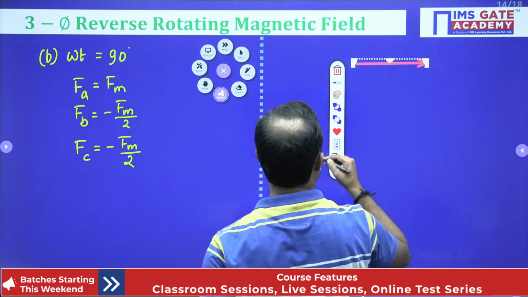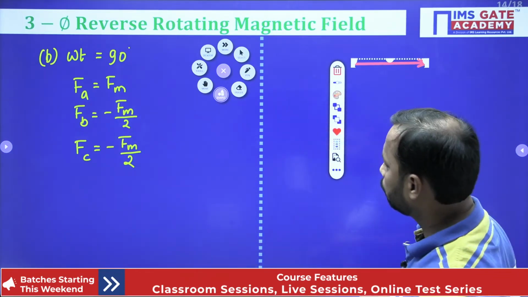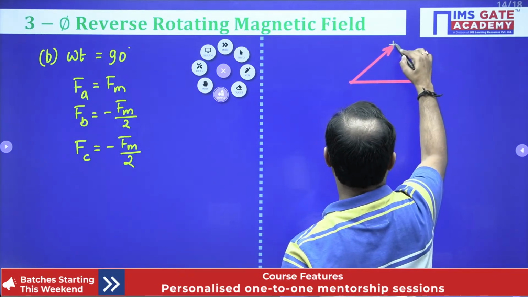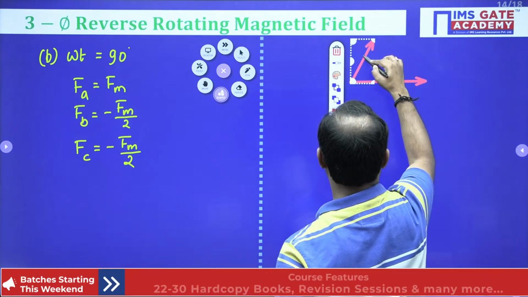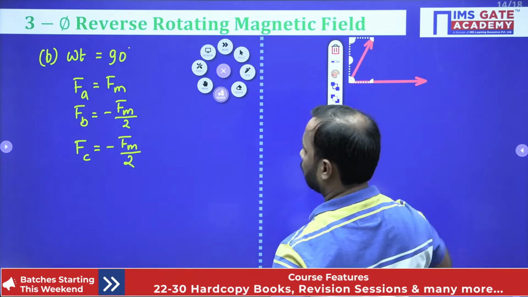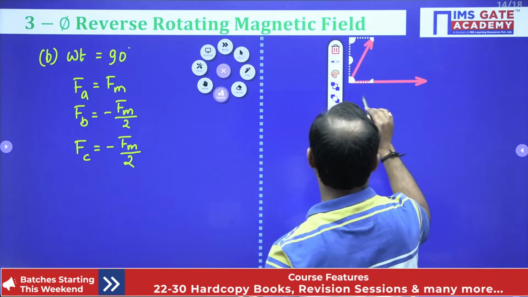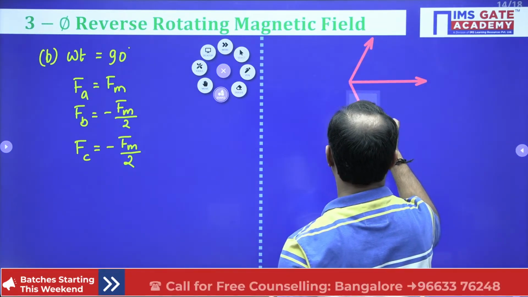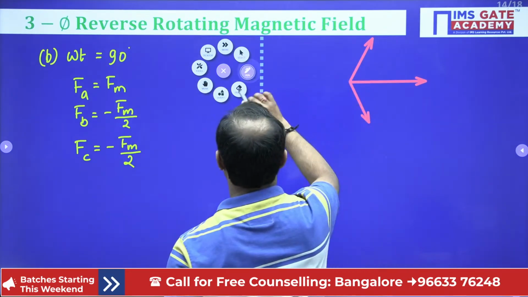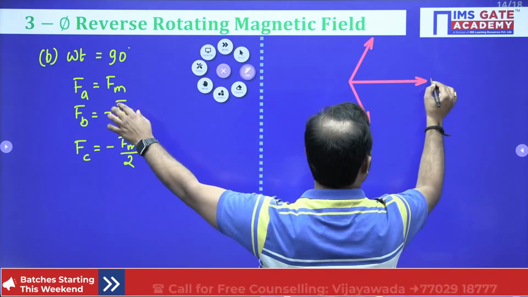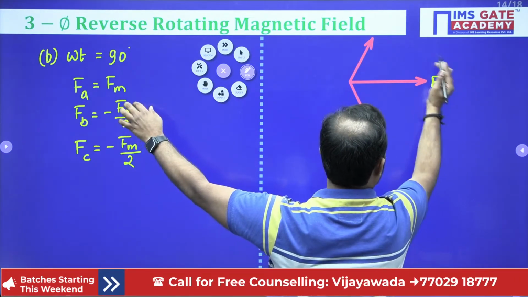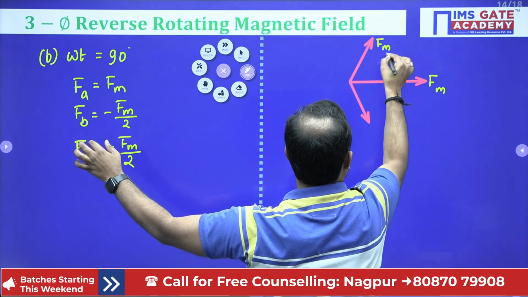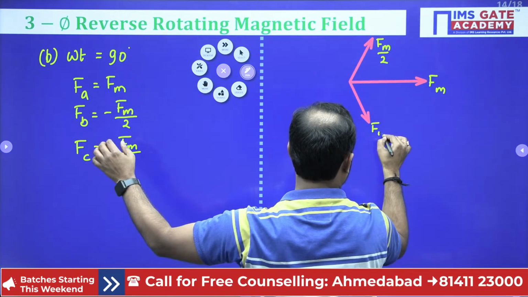Your FB is negative, just a second. So we will have to draw in opposite direction. And your FC is again negative, so in opposite direction. Done. So what is this value? This is Fm. This is Fm by 2 and this is Fm by 2.